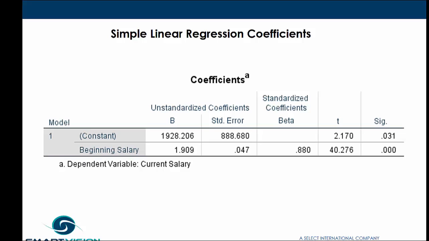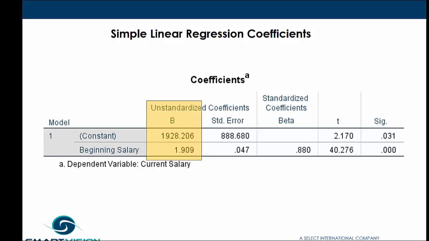And the first thing we notice is that we have a number of values. The first one is the unstandardized B column that comes out. It's got two numbers. One is associated with a constant of 1928, and the other is a beginning salary value of 1.9. This relates directly to the equation for the straight line, the linear regression equation. In other words, for every $1 increase in beginning salary, it's worth $1.9 in current salary once we've added on the constant. So in other words, if we want to predict current salary using this equation, we would multiply the beginning salary by 1.9 and we'd add on $1,928 as the constant onto the end. That would be our estimate.